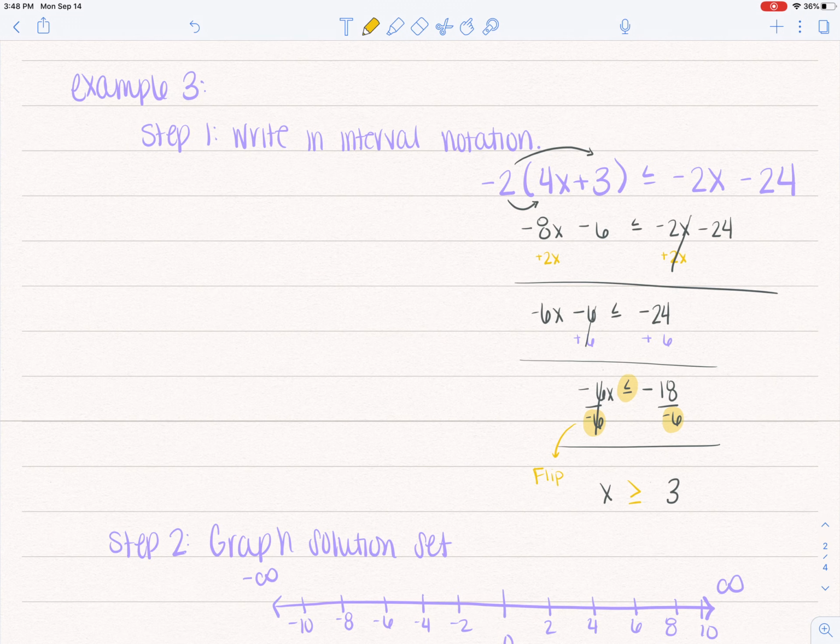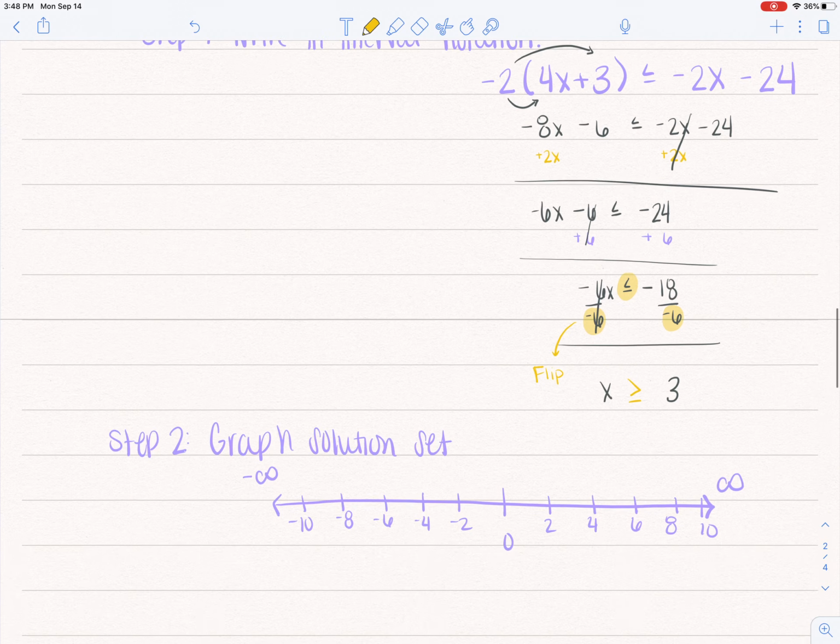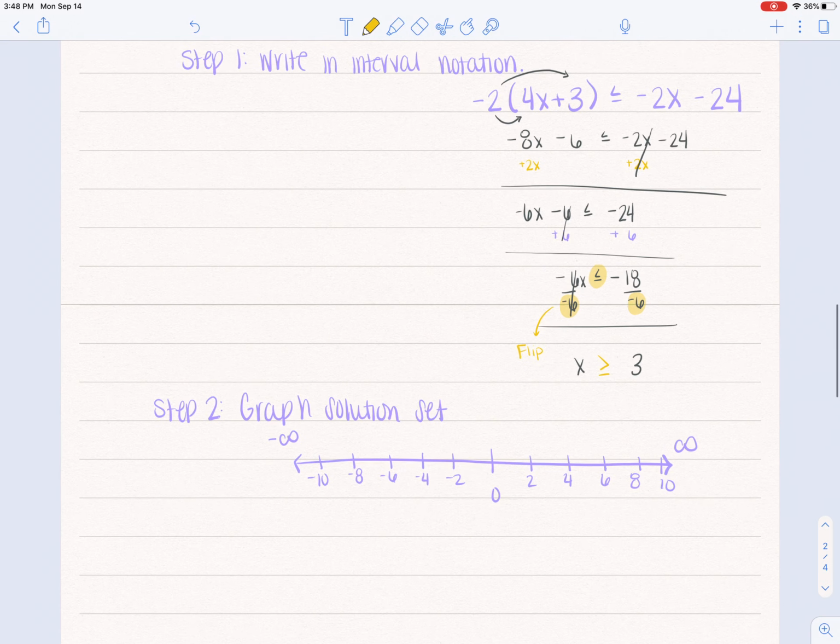So, again, I graph first, and then I do my interval notation because I'm more of a concrete thinker. I'm going to put a bracket on 3 because it's greater than or equal to, and then I am shading to the right. So there's going to be my bracket, shading to the right all the way.